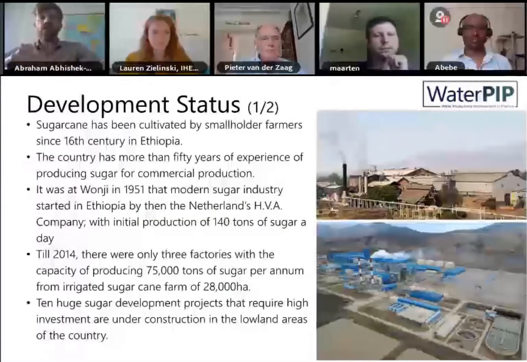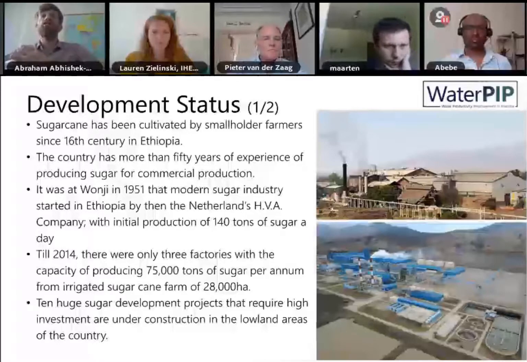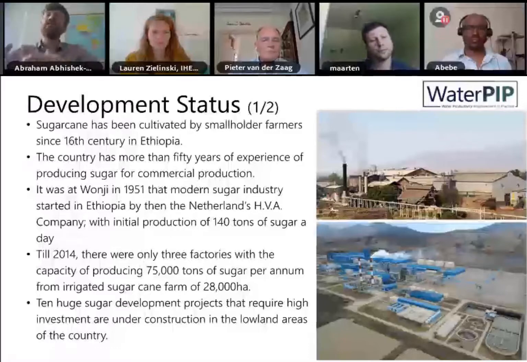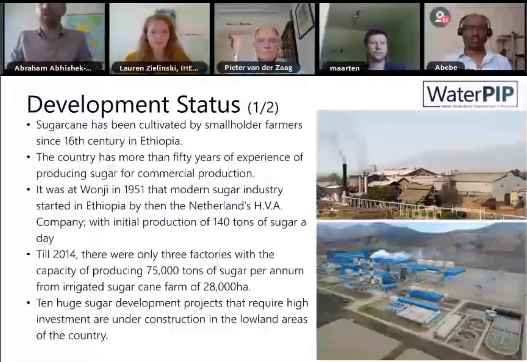With regards to the development status, sugarcane has been cultivated by smallholder farmers since a long time, 16th century. With regards to large scale, since the past 70 years, so in the 50s of the last century, the experience started with commercial farming. It started actually at Wanji, the sugar industry estate where Abera was interviewed from. And it was actually started by a Dutch-based company. Back then, the initial production was 140 tons of sugar per day.